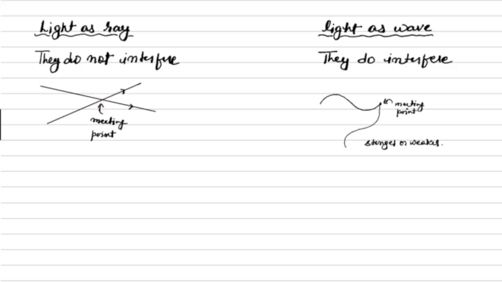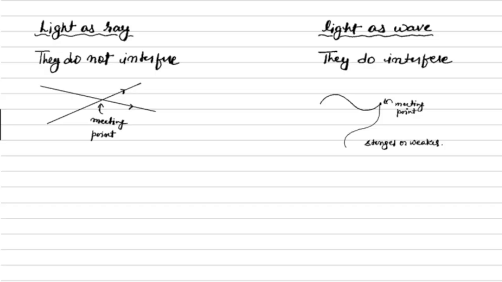But what if we take light as a wave, like a water wave? They do interfere. For example, here is one wave coming at this point like this, and another wave is coming like this. They're meeting here. At this meeting point, interference can happen. They will interfere with each other depending on how they meet. They can create stronger waves or weaker waves. They can get stronger or they can get weakened. So this interference, which we are going to talk about.